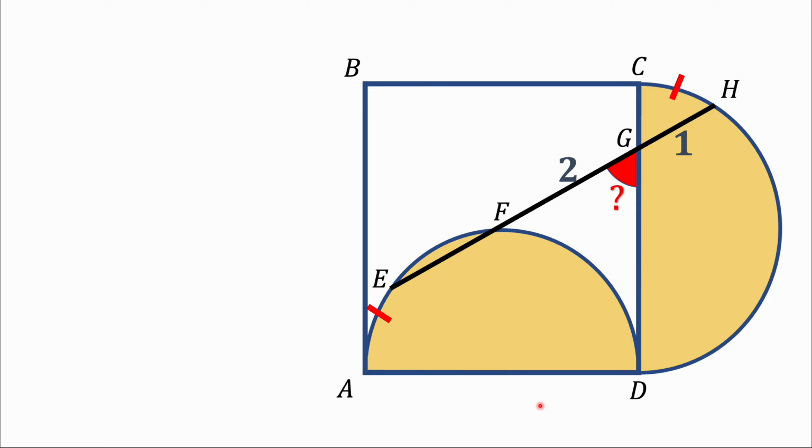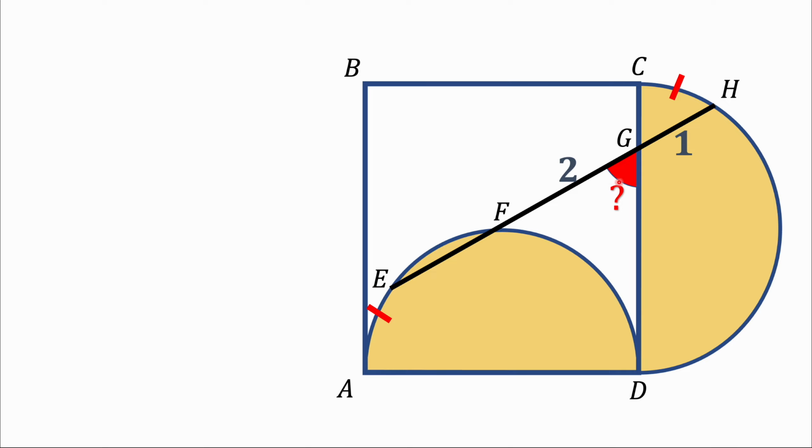Here we have a square ABCD and two half circles of the same radius. We have a line EH that goes through the top of one of the circles at point F. It also intersects the side CD at point G. We know FG is 2, GH is 1.